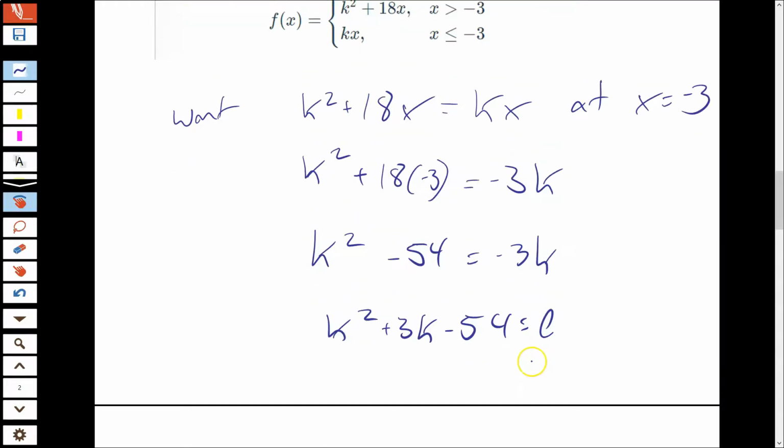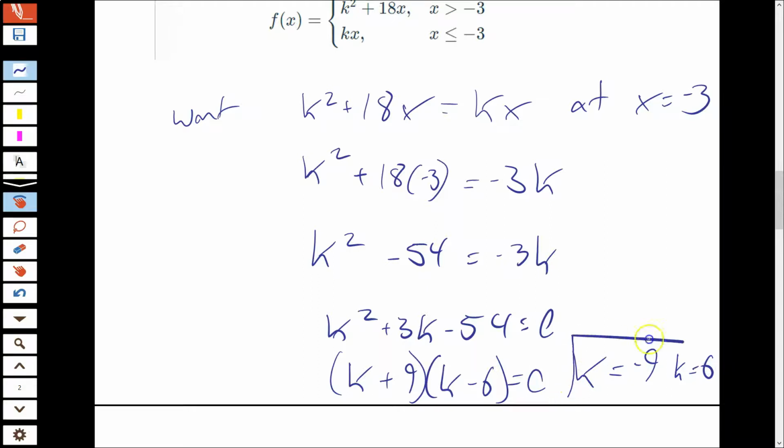And then I'd solve by factoring, right? So I get k, you guys are good at this. K, what do I get here? Plus 9, k minus 6 equals 0. So my two k's, we're going to have two answers here, would be k equals negative 9 and k equals 6. Okay, so that's a possibility.